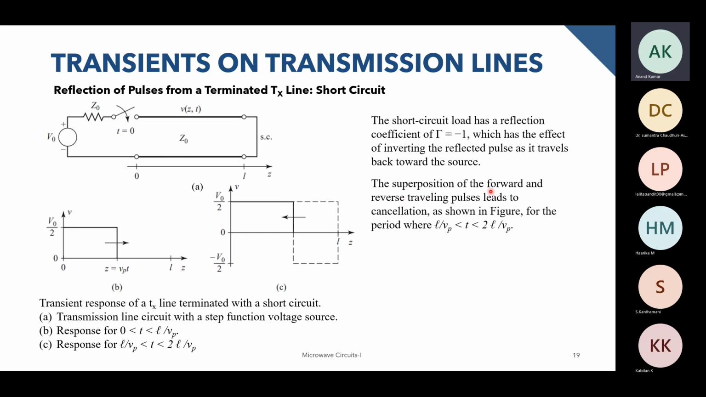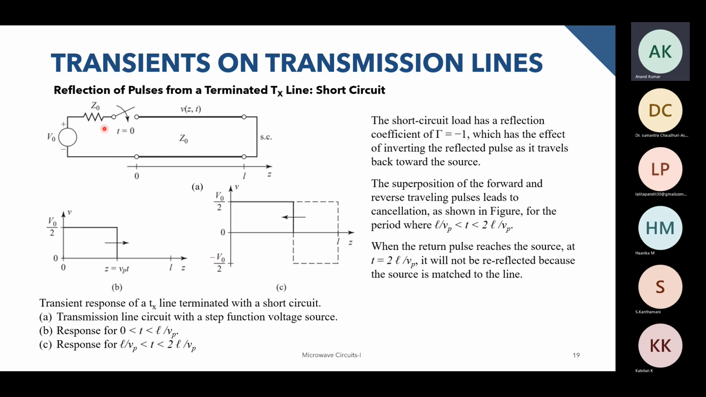Again, the superposition of the forward and reverse traveling pulse leads to cancellation. Essentially, this was the forward and this was the backward wave, and it is leading to cancellation between the period L by Vp and 2L by Vp. And when the return pulse reaches the source at t equal to 2L by Vp, it will not be re-reflected because the source is matched to the line.